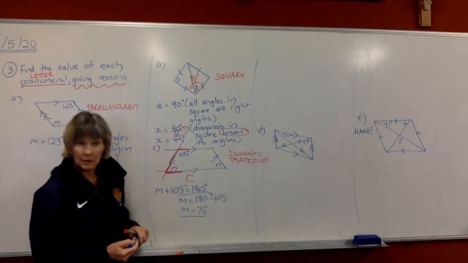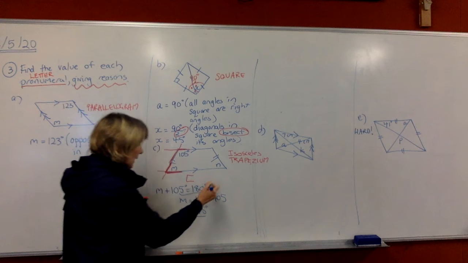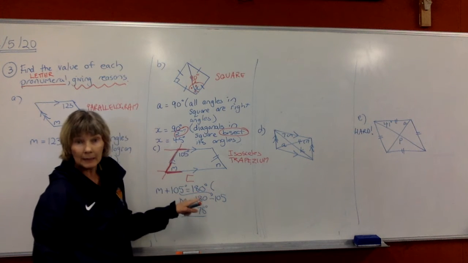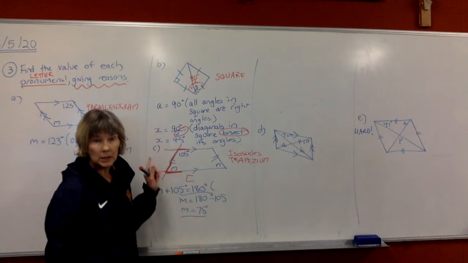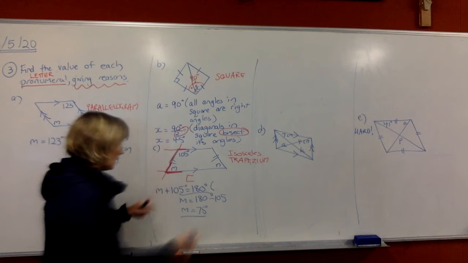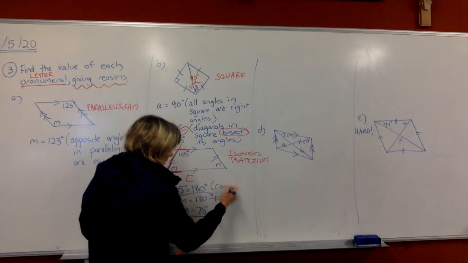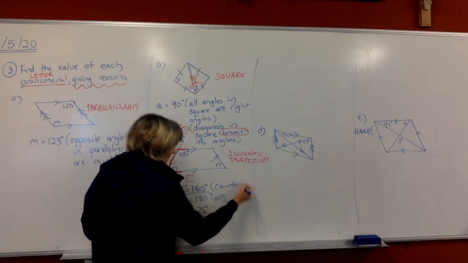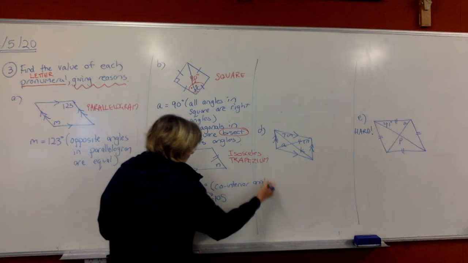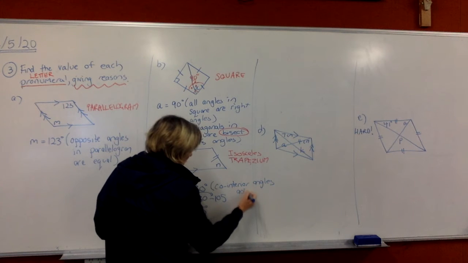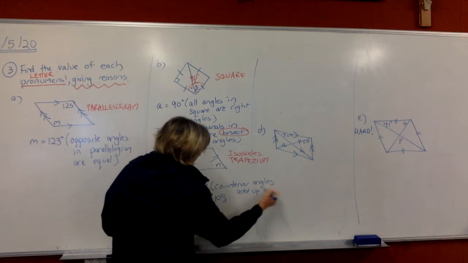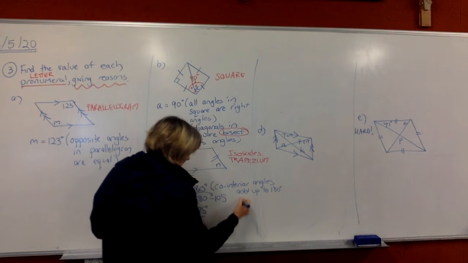Now we haven't explained it, we haven't given our reason. So back up here, you've got to explain where the 180 came from, because I didn't give you 180. You've got to tell everybody where that came from. And that came because we knew that co-interior angles add up to 180 degrees in parallel lines.